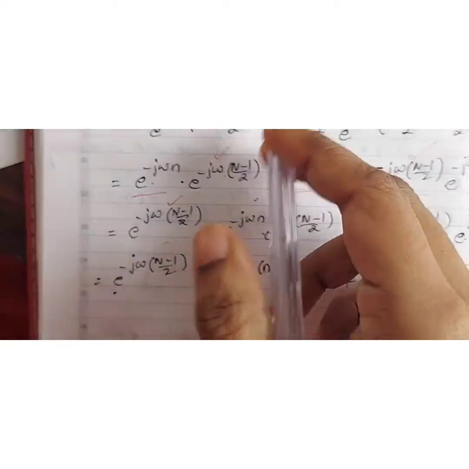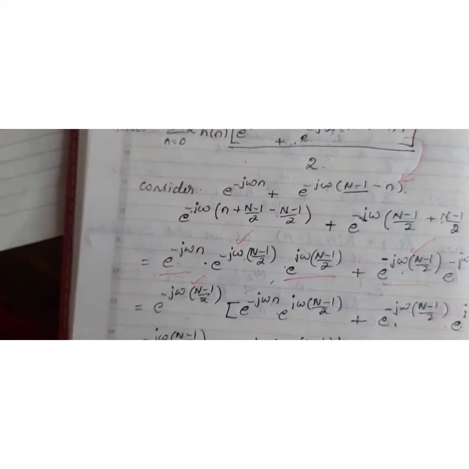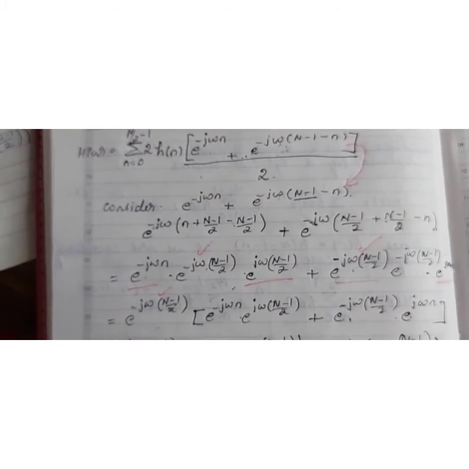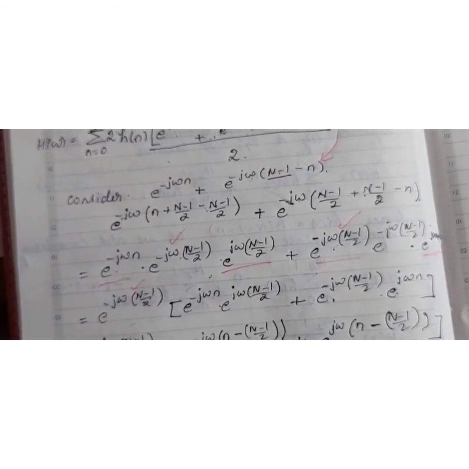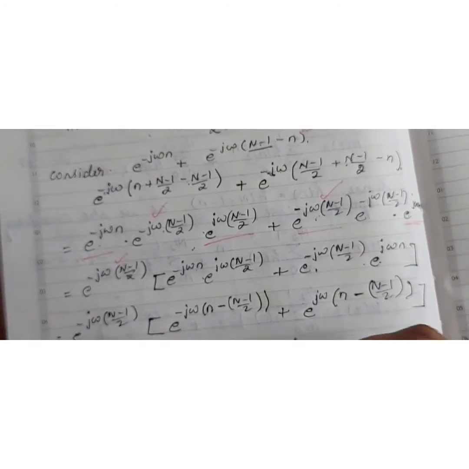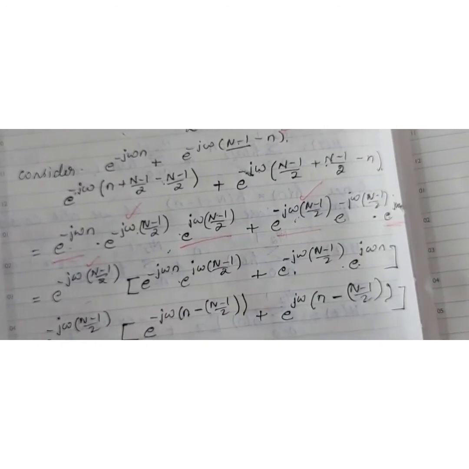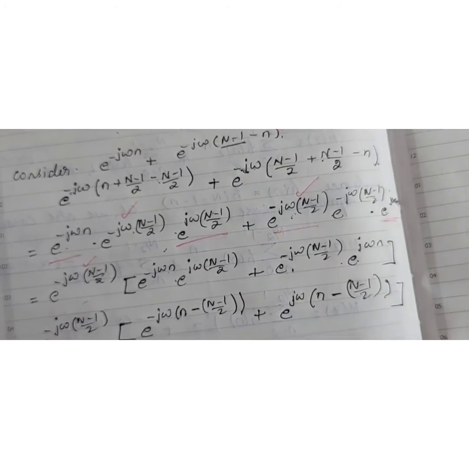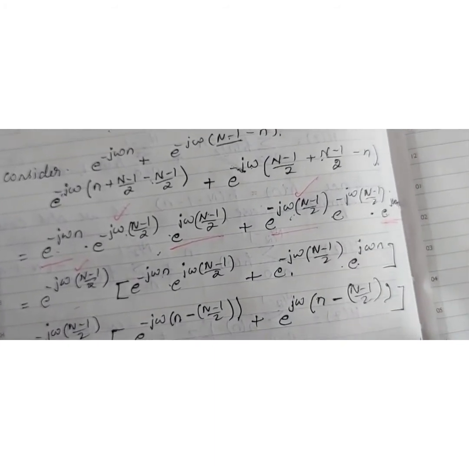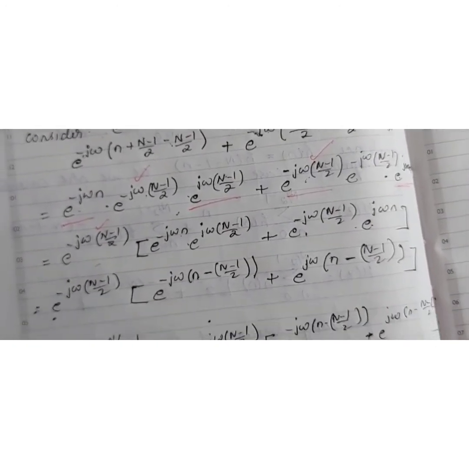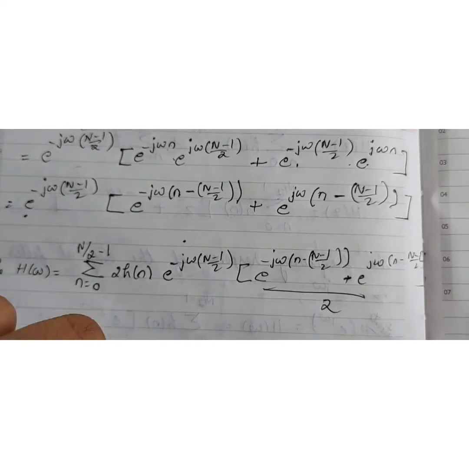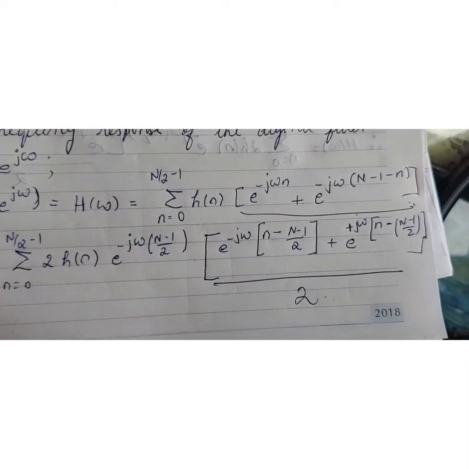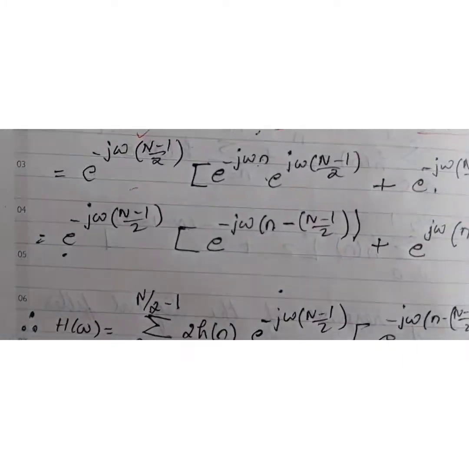So this is only the simplification of whatever you have got simplified here. You can substitute it instead of this. Therefore your H of omega is summation n equal to 0 to N by 2 minus 1, 2 times h of n, e power minus j omega (N minus 1) by 2, into [e power minus j omega (n minus (N minus 1) by 2) plus e power plus j omega (n minus (N minus 1) by 2)] whole thing by 2. Hope you have got this. This is what we had got in this step, and I've just illustrated how we got that step.